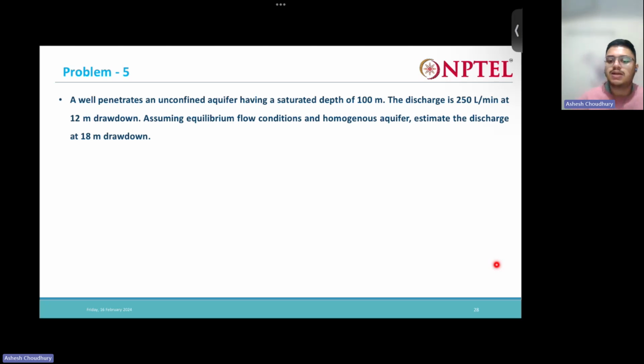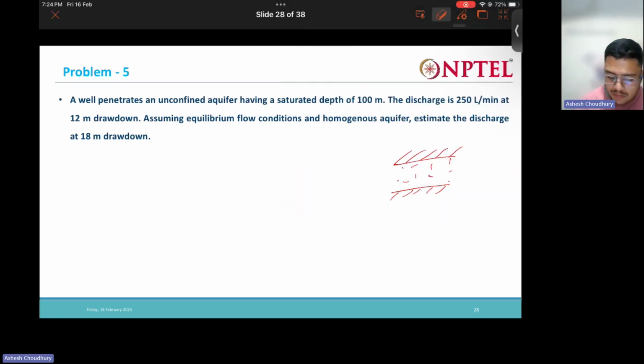An aquifer is nothing but a type of soil which holds a large amount of water. A confined aquifer means that between two impervious surfaces, we have a soil which holds water. This is a confined aquifer. What is an unconfined aquifer? An unconfined aquifer is one that is not confined in between two impermeable layers.